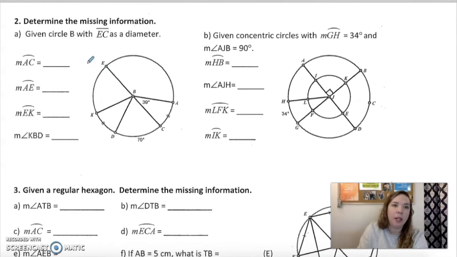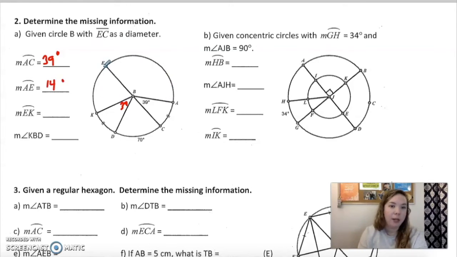Okay, number 2, determine the missing information. Given circle B with EC as a diameter, we want to find arc AC. So if I know that this is a diameter and I have 39 here, that means this is also 39 because they've marked these as congruent for us. And then I know that this one is 70. So AC is 39 degrees. AE has to be the minor arc since it's only 2 letters. I would do 180 minus 39 to get 141.